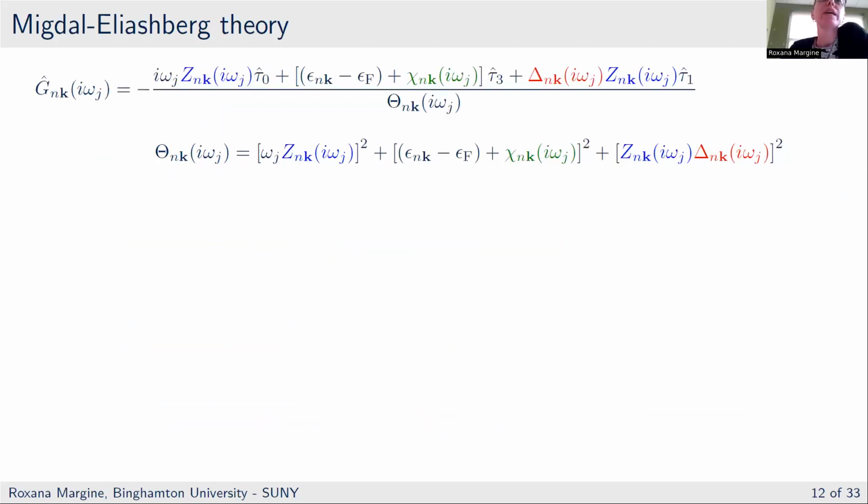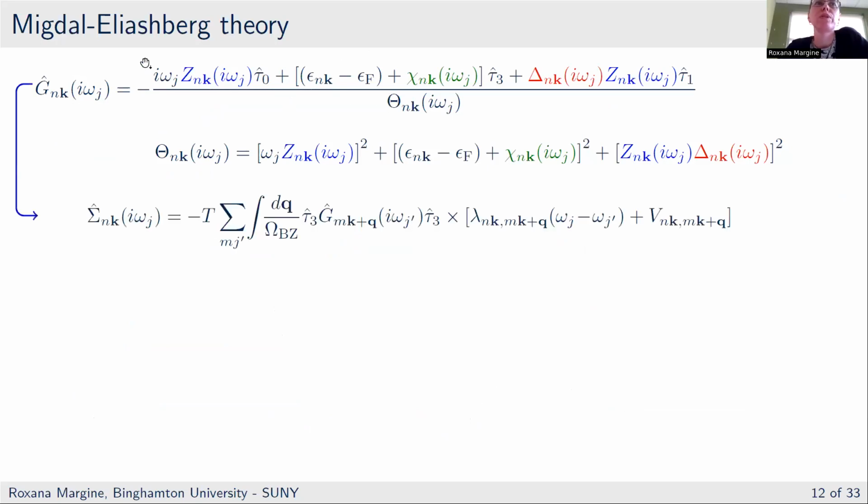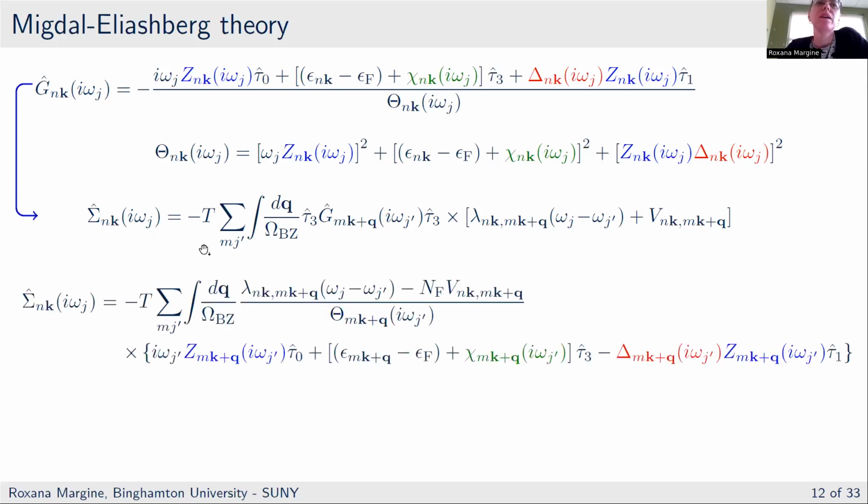So the next step: this is the same expression as on the previous slide. The only difference is right now I just wrote it down in a more compact form in terms of the Pauli matrices. Remember, the reason why we wanted this expression is to have an expression for G that we can plug in the expression for the self-energy. If we do this, we arrive at the following expression for the self-energy.